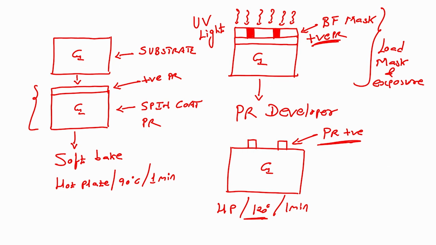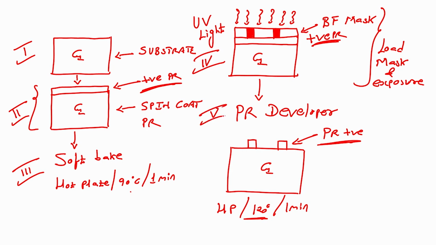All right. Let us repeat this once again, and then we will take an example of a heater. So, you understand how we are using the photolithography process. First you take a substrate, next step is you spin coat the photoresist. It can be positive photoresist or negative photoresist. Now, the third step is soft bake. Soft bake is done at 90 degrees centigrade for 1 minute on a hot plate. Fourth step is you load the mask and expose the wafer with UV light.